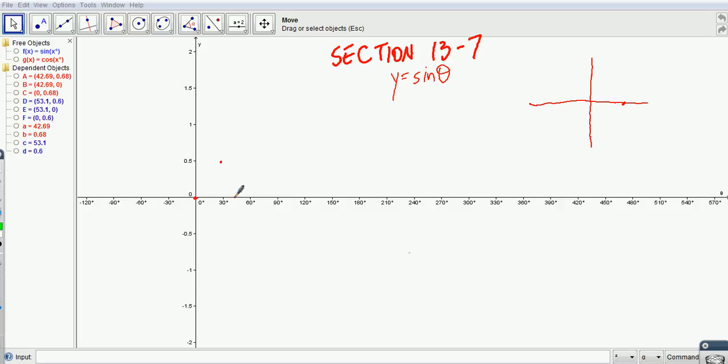So where do you think there's 45 degrees? I'd say about right in here somewhere. Is that about right? About 0.7? I don't know. We'll say.